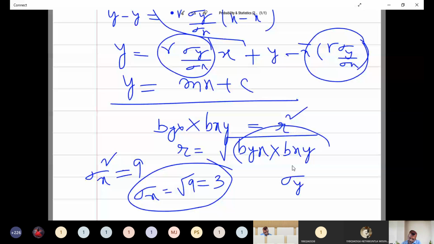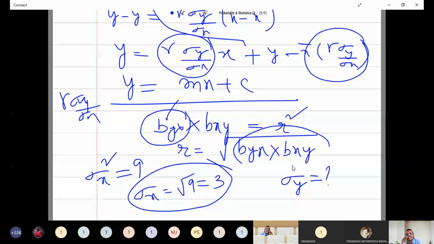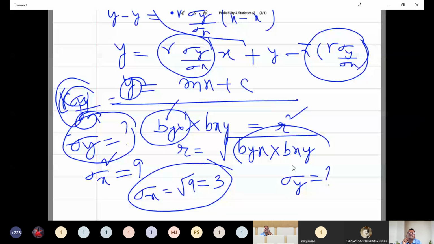but we know the value of r into sigma y by sigma x. Any one value we have to take from this one. Now substitute in that value, r, sigma x and sigma y, equating. From that we can easily calculate the sigma y value, which is known as the standard deviation of the y value. This is the way that we are going to find the points that we have to evaluate in this problem. Now let us see the solution of this problem.